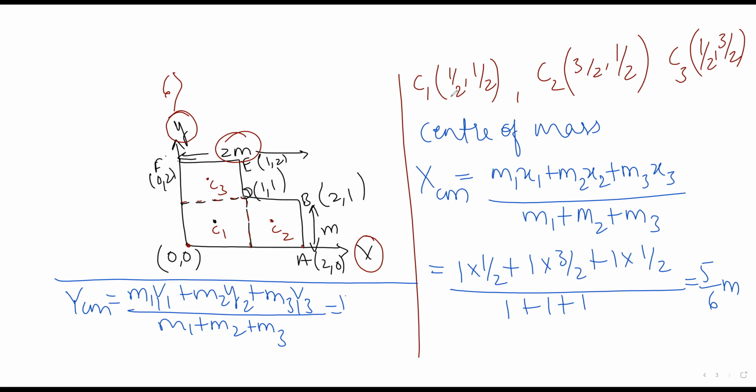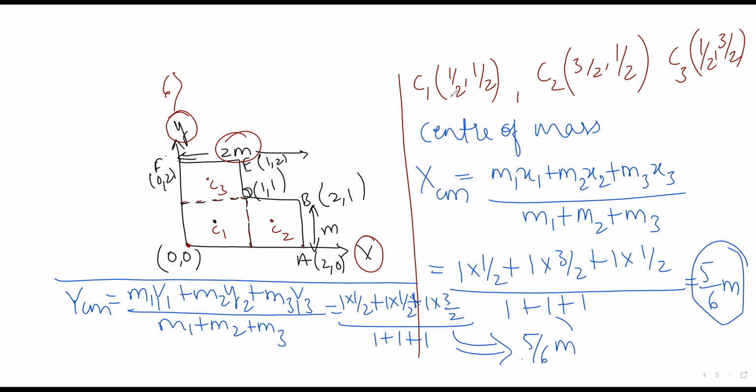Using this, 1 into 1/2 plus 1 into 1/2, we are substituting the values, plus 1 into 3/2, whole divided by the masses 1 plus 1 plus 1. After simplifying, we get 5/6 meter. So XCM we got 5/6, and the same at YCM we also got 5/6. When we observe this answer, the right option is for the sixth one.